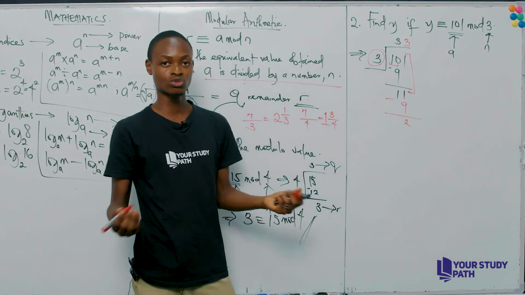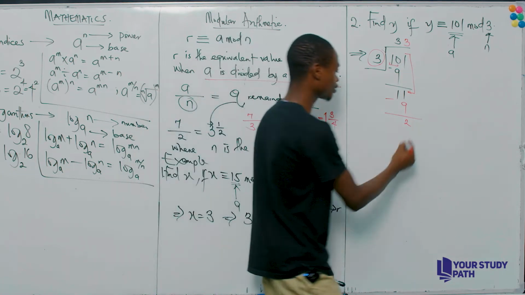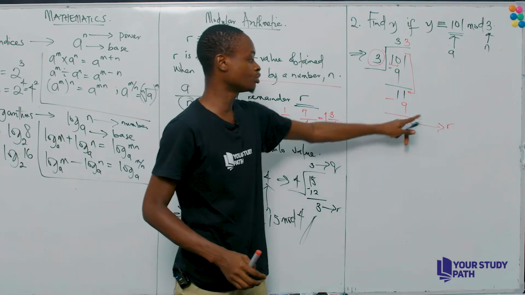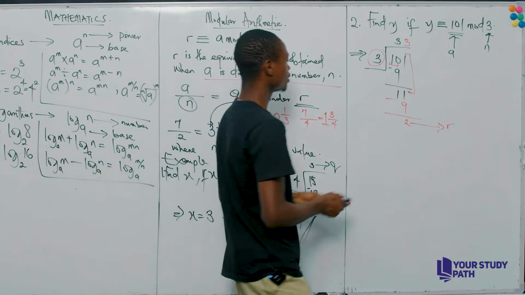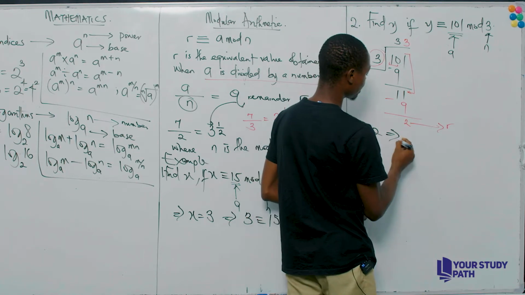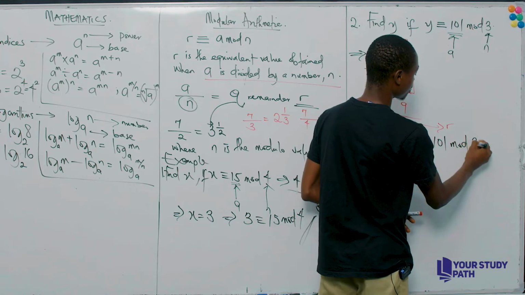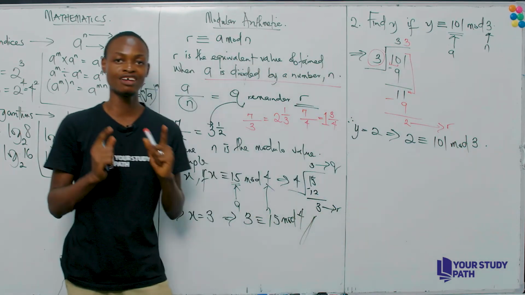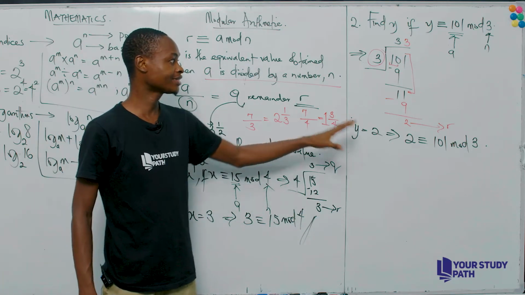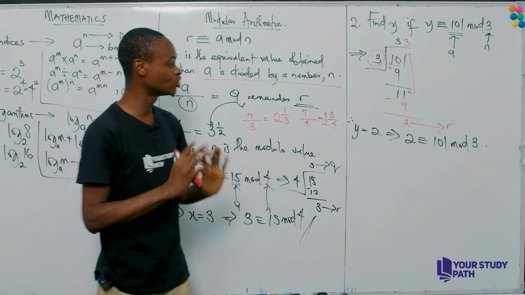2 divided by 3 would not work, but there is no other number to bring down anymore. So it means that 2 is your remainder. Are we together? 2 is your remainder. Of course, this means that y is equal to 2. That means that 2 is equivalent to 101 mod 3. So 2 is the equivalent value you get when 101 is divided by 3. This is how modular arithmetic works. It is not a big deal.